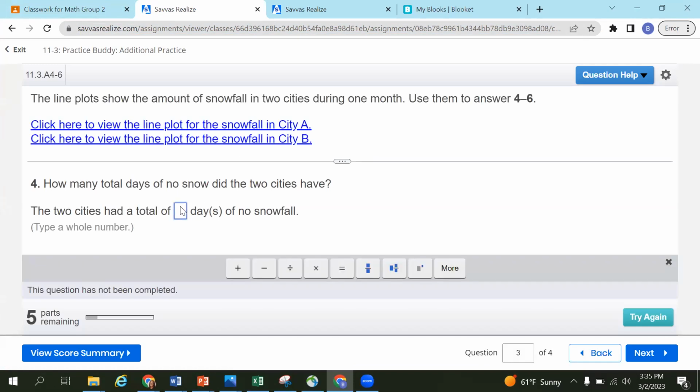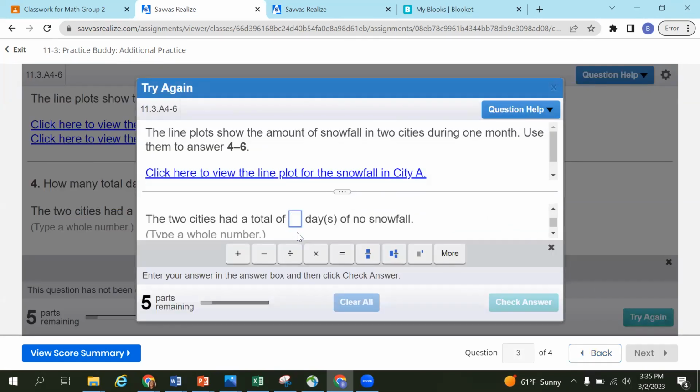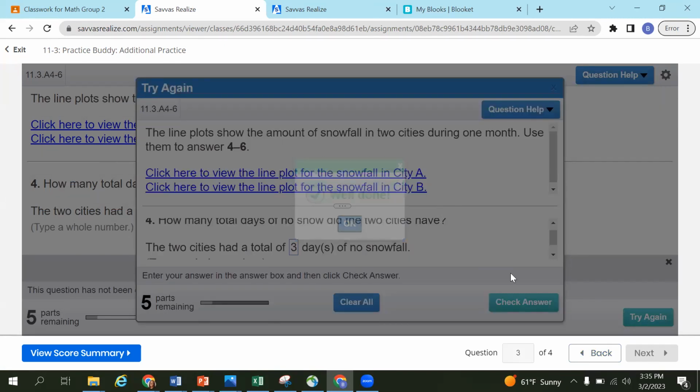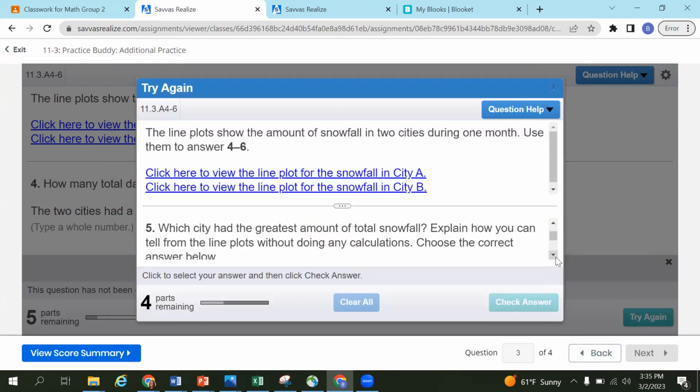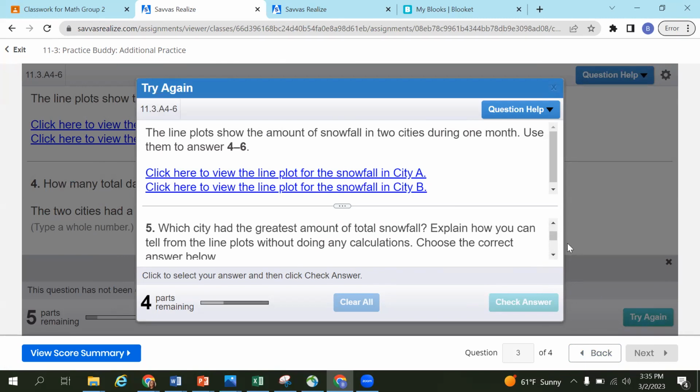Okay, let's try one more time. Try 3 one more time there. Okay, that's all right. Just go with the 3 there and we'll just deal with it. Okay. All right. Which had the greatest amount of total snowfall? Okay. Let me grab that question. This is really similar to one we did a couple of weeks ago.